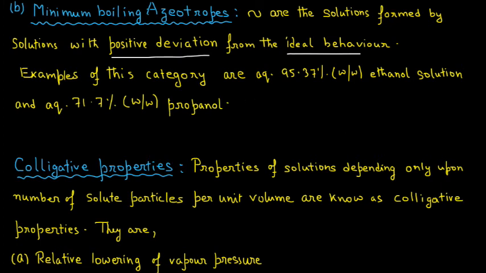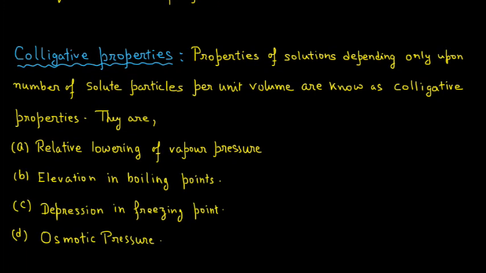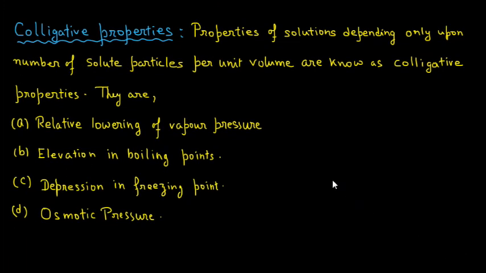Now, colligative properties. Properties of solution depending upon the number of solute particles per unit volume are known as colligative properties. They are relative lowering of vapor pressure, elevation of boiling point, depression in freezing point, and osmotic pressure.